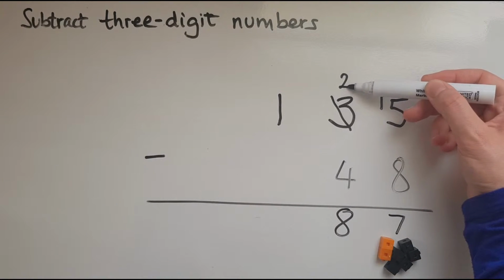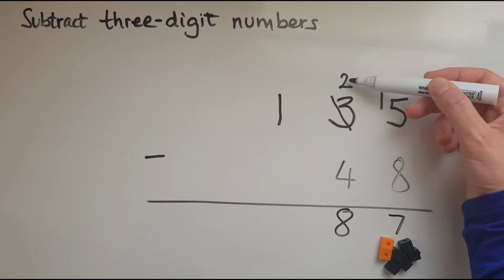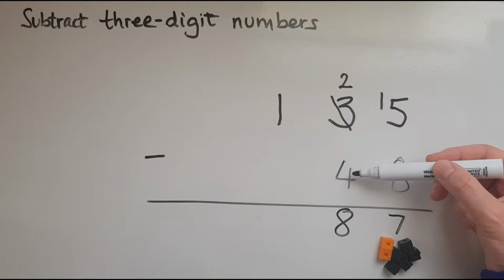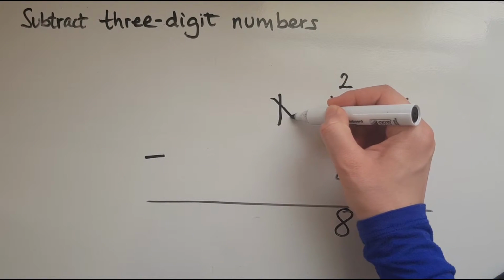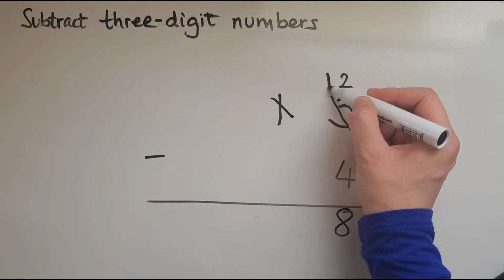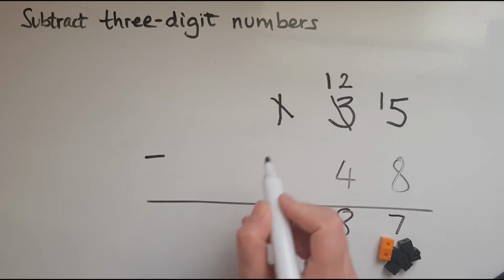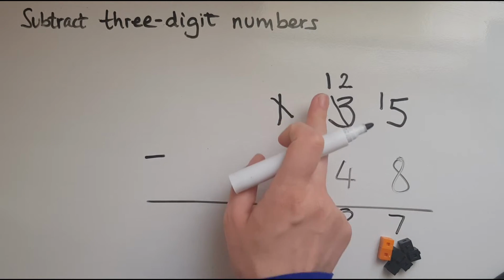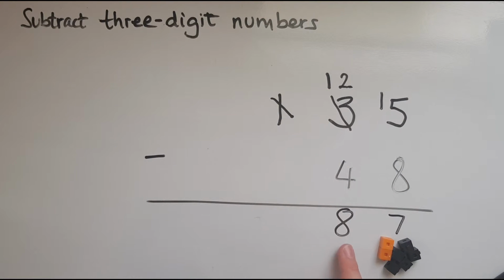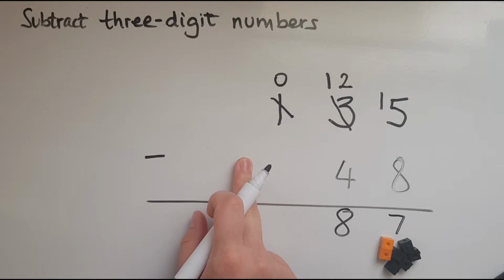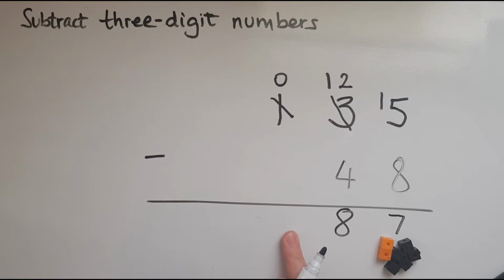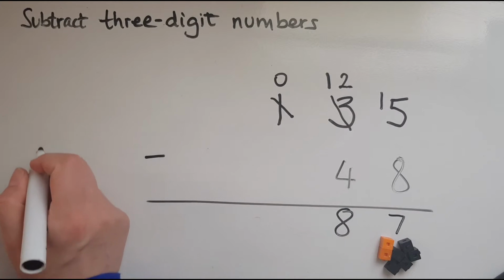Now we've got just 2 tens in here, and I need to take away 4 of them. So again, I can't do that, so I'm going to borrow 1 from the hundreds. So that gave us 10 tens, and altogether that was 12 now. 12 take away 4 gives me 8. That one there became a 0, so I've got nothing left in terms of hundreds. So my answer is 87. Let's have a look at a couple more examples.